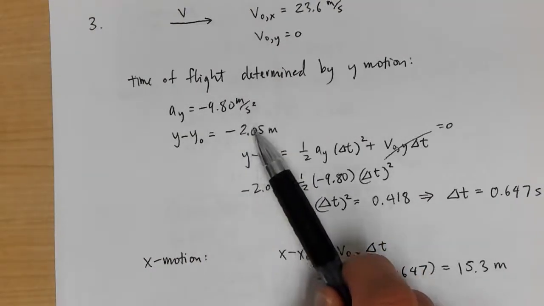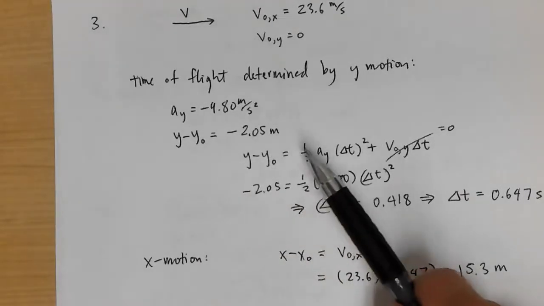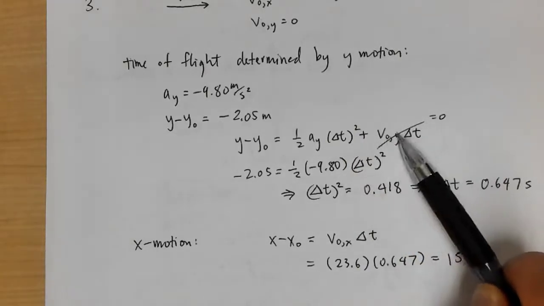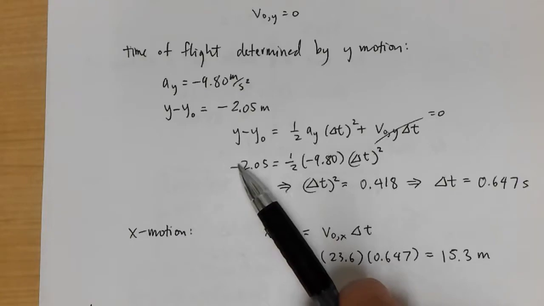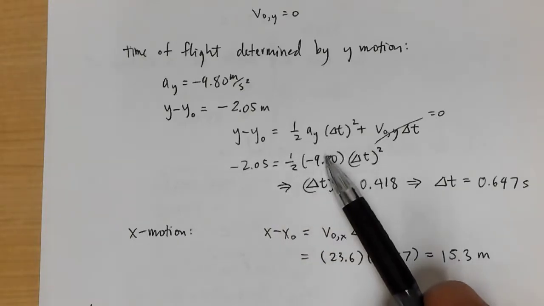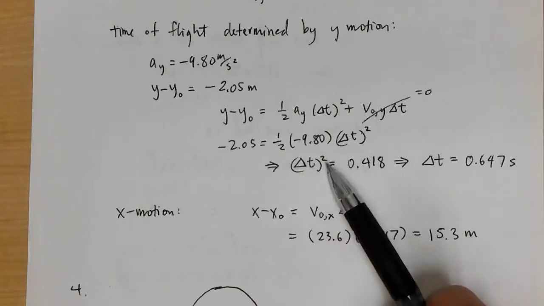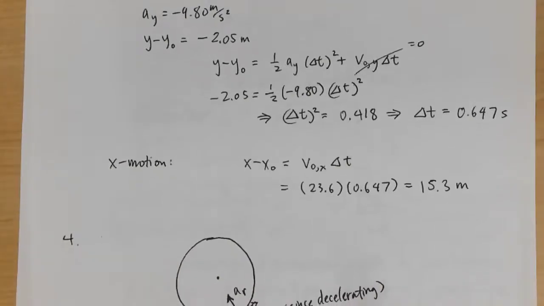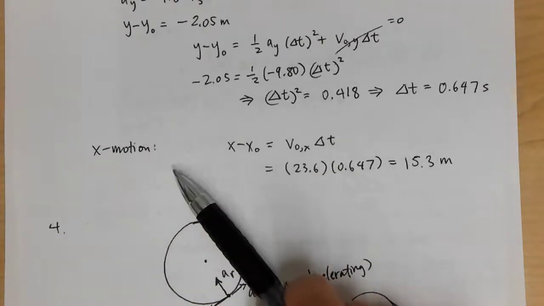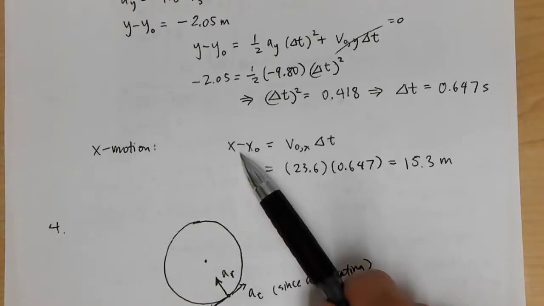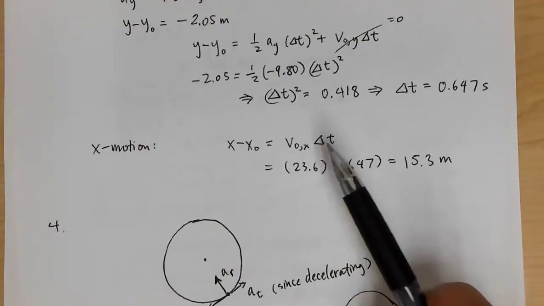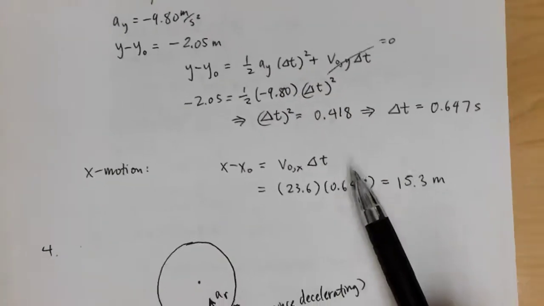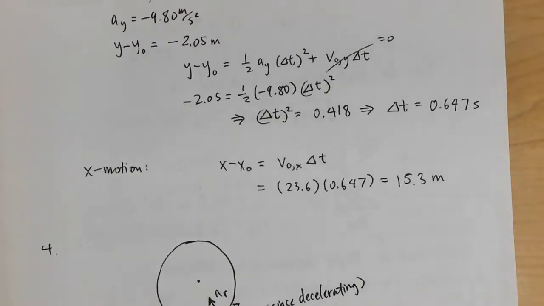y minus y0 is negative 2.05. So we have y minus y0 is equal to 1/2 ay delta t squared, and v0y is equal to 0, as I said. So now I have negative 2.05 is equal to 1/2 times negative 9.8 times delta t squared. Delta t squared is equal to 0.418, then delta t is equal to 0.647 seconds. Now we want to know how far it moves in the x direction. x minus x0 is v0x times delta t. That's 23.6, the initial velocity, times delta t, which is 0.647, that's 15.3 meters.